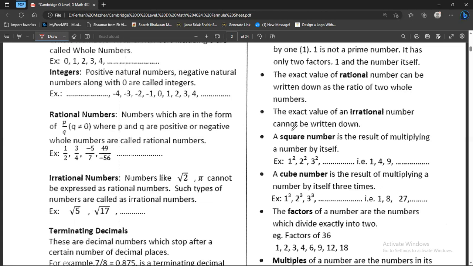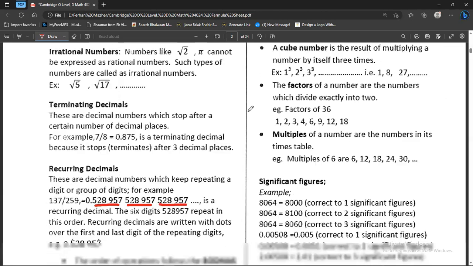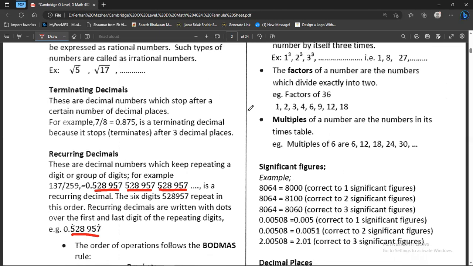The factors of a number are the numbers which divide exactly into it. For example, factors of 36 are 1, 2, 3, 4, 6, 12, and 18, and 36 itself is also its factor. Multiples of a number are the numbers in its times table. For example, the multiples of 6 are the table of 6, and multiples of 4 are the table of 4.